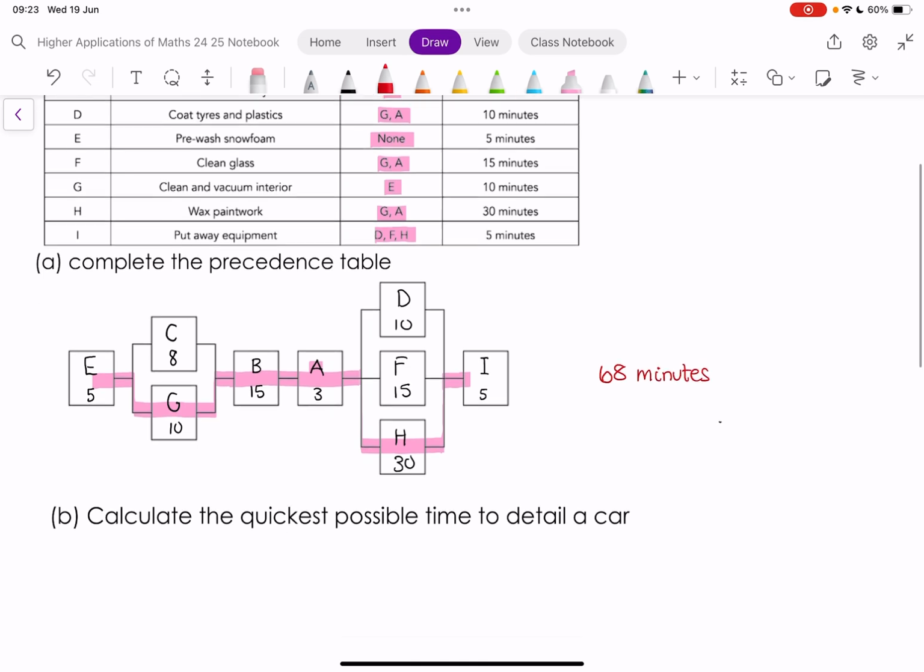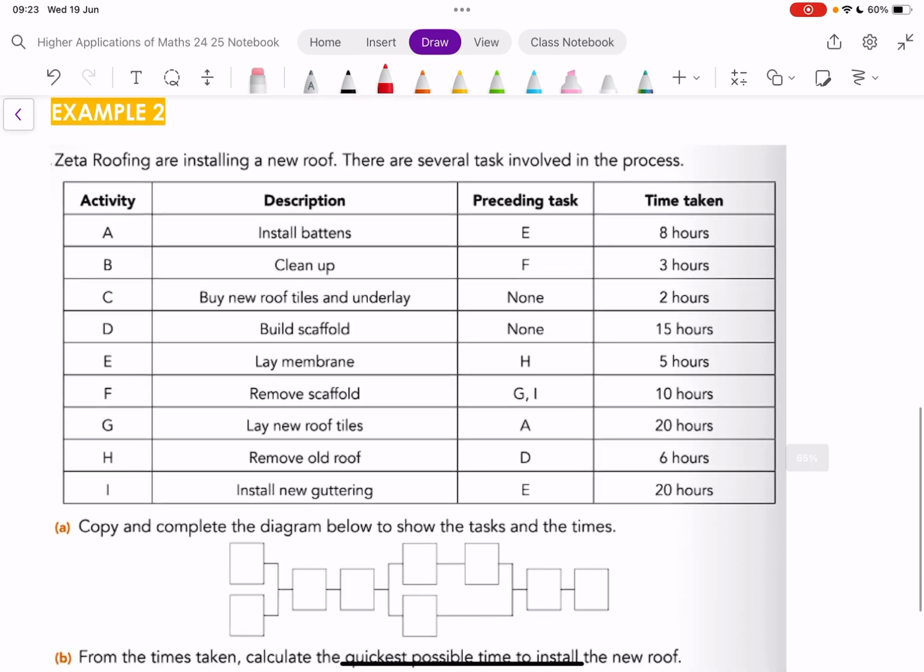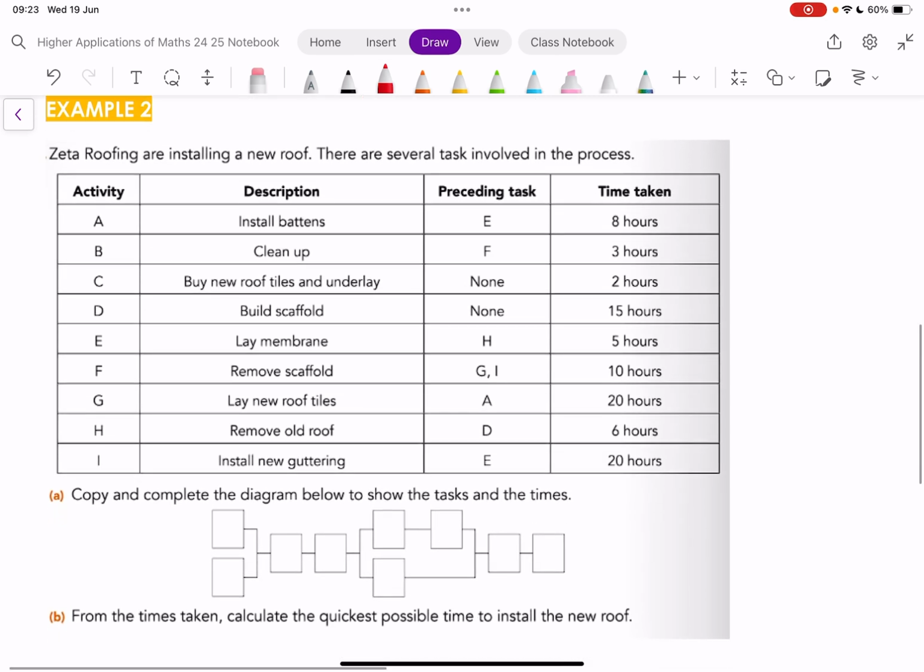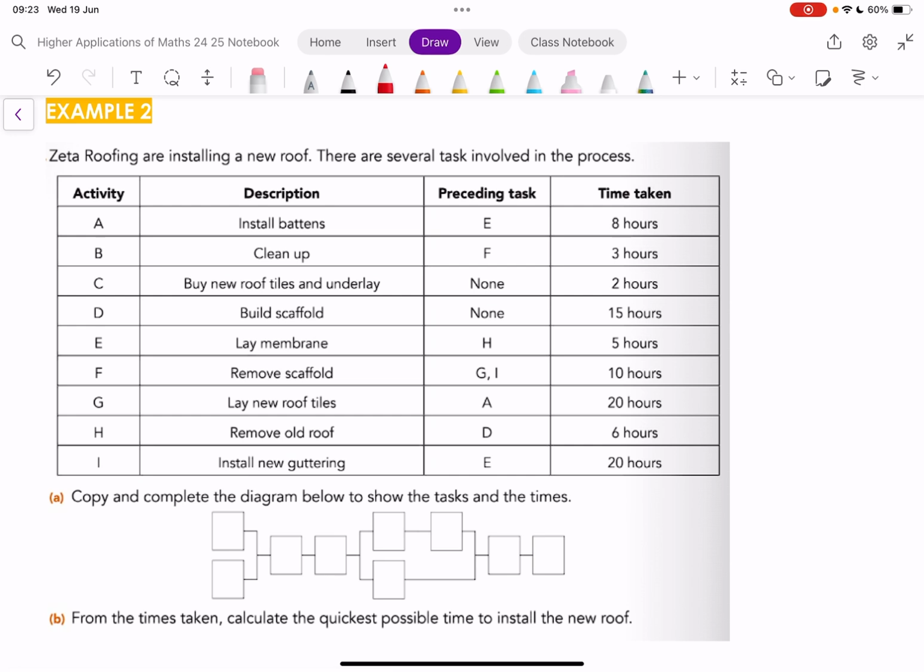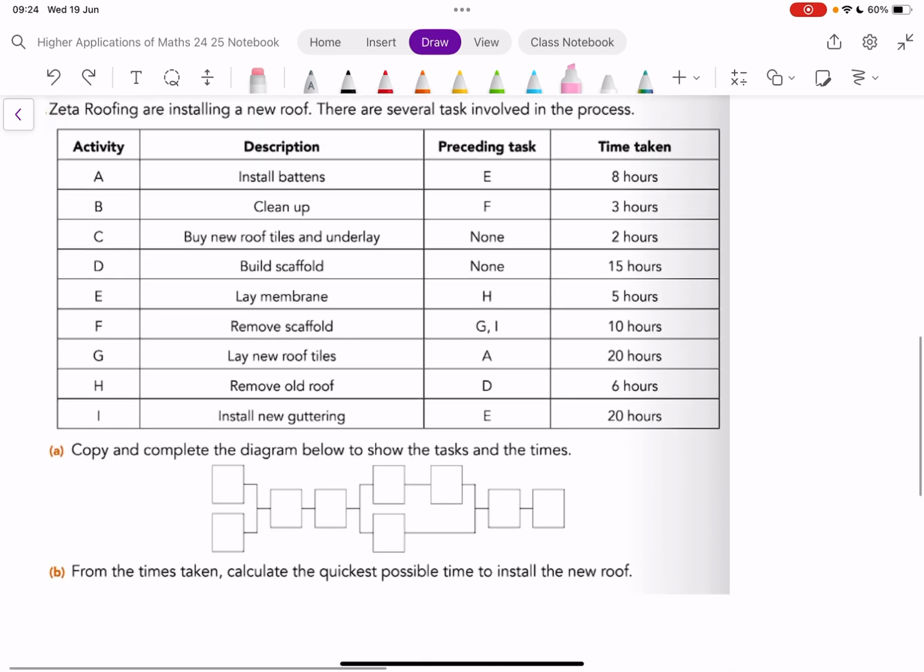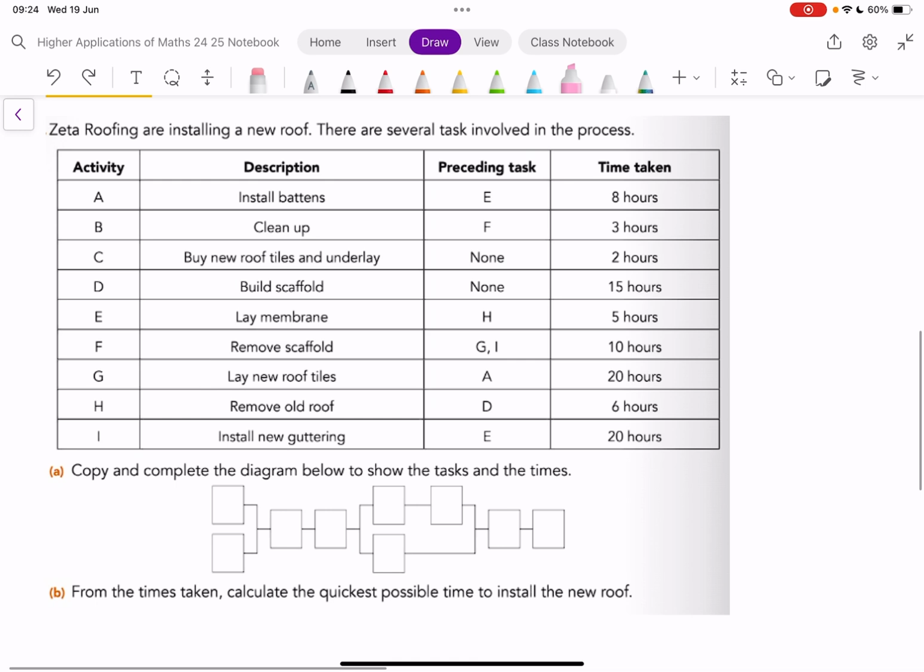Okay, so we can do that again. And this one has something else to kind of consider as we go through this. All right, so again, when I'm starting off my precedence, using my precedence table, I'm looking for the one that has nothing before it. So I've got 2 tasks with nothing before it, so C and D. And again, this doesn't matter the order because they both feed into one task. So C takes 2 hours and this takes 15 hours.